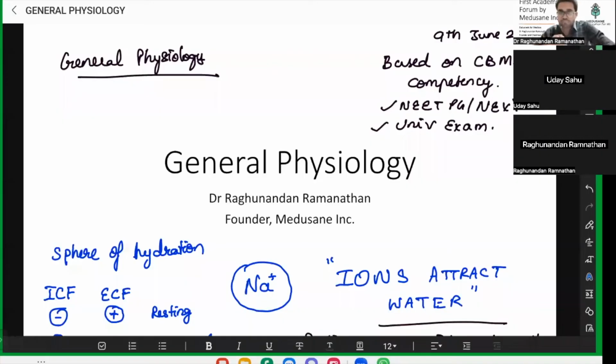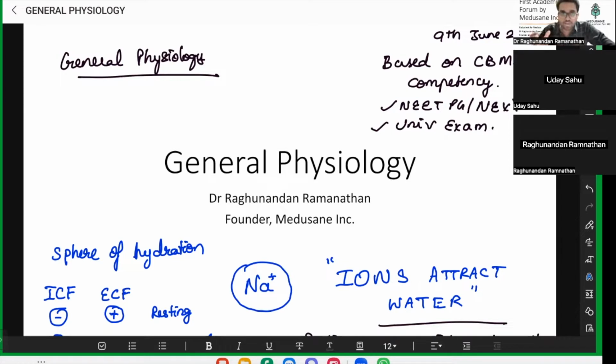In general physiology, first you have to understand the structure of a cell. Before moving into the structure of the cell, always remember the entire body is made up of cations and anions, that is, positive and negative charges. That is what your body is entirely built up of.